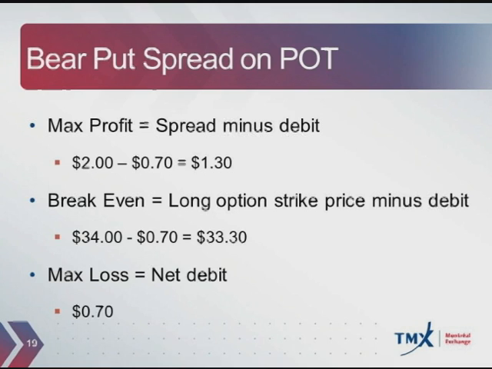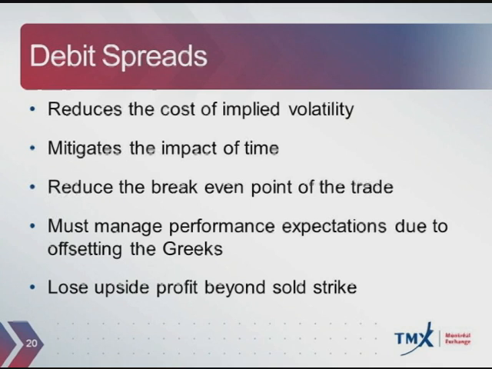And our break even is the long strike minus the debit. So in this case, we take the 34 strike minus the 70-cent debit, and the stock needs to be trading below $33.30 in order for us to break even. Our max loss is capped at the credit, or sorry, at the debit that we've paid out.